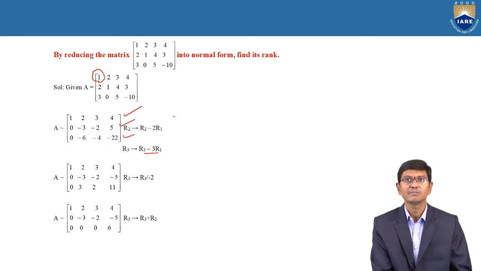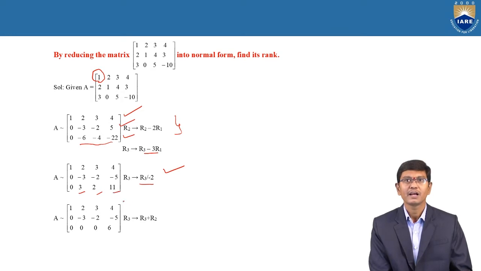Observing this matrix, R3 has values 0, minus 6, minus 4, minus 22. When we divide R3 by minus 2, the matrix is reduced to 1, 2, 3, 4; 0, minus 3, minus 2, 5; 0, 3, 2, 11. Why? Because R3 is divided by minus 2. Minus 6 divided by minus 2 is 3. Minus 4 divided by minus 2 is 2. Minus 22 divided by minus 2 is 11.